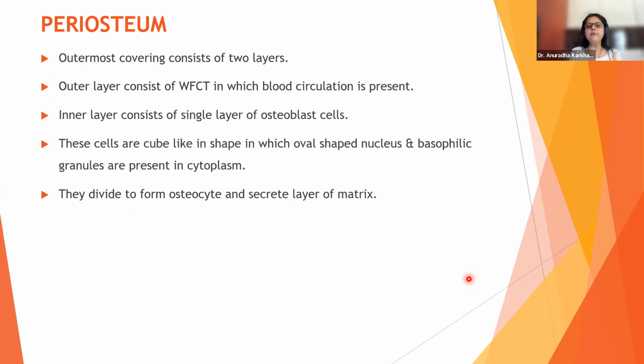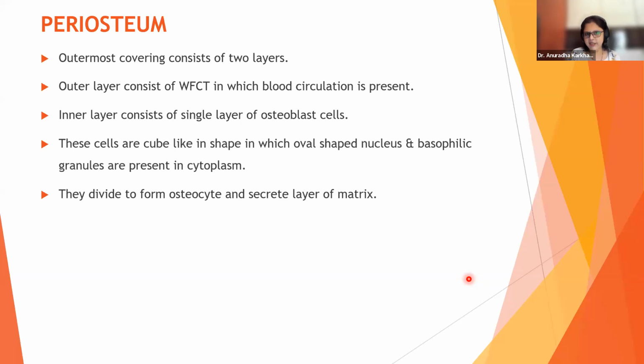The periosteum, the outermost covering of the bone, consists of two layers. The outer layer consists of white fibrous connective tissue. WFCT is the full form of white fibrous connective tissue, in which blood circulation is present. The inner layer consists of a single layer of bone cells called osteoblast cells.